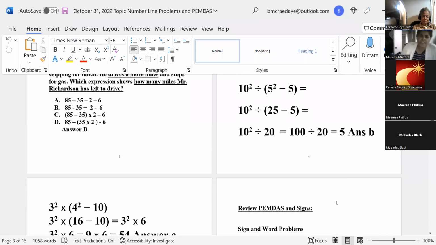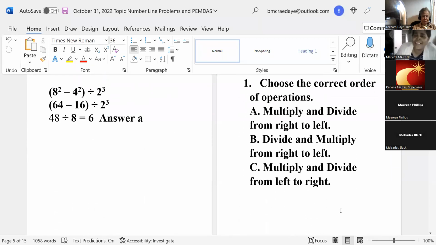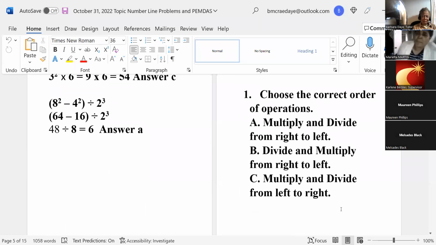I was a little bit confused to understand what you're asking. You were asking the question about the math that we just did for number 2. Then I would know what she was talking about. She said choose the correct order of operations. It's the one I just told you. For multiply and divide, you go from left to right. Addition and subtraction, you go from left to right.